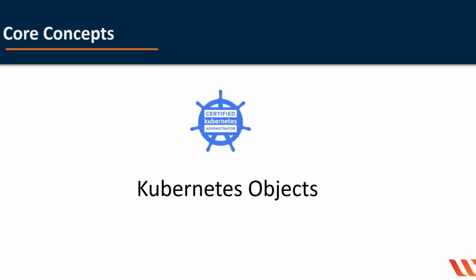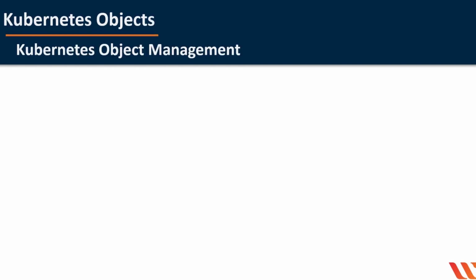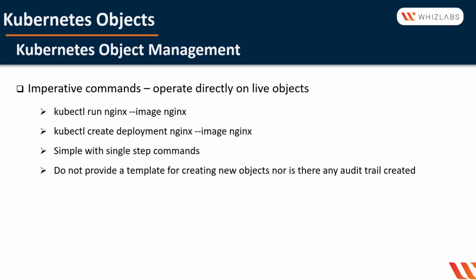Let's continue with the Kubernetes objects in this video. Next topic is the Kubernetes object management. The command line tool kubectl supports 3 different ways to create and manage Kubernetes objects: imperative commands, imperative object configuration, and declarative object configuration. Imperative commands operate directly on live objects in a cluster.